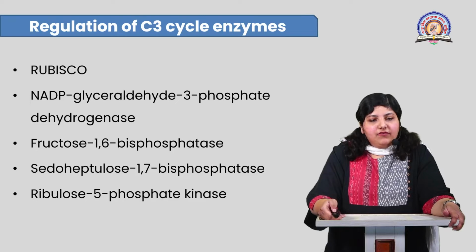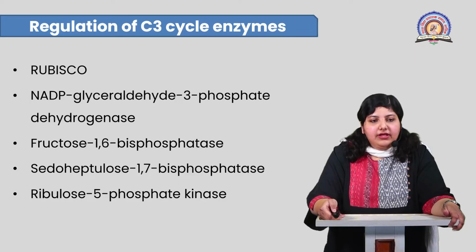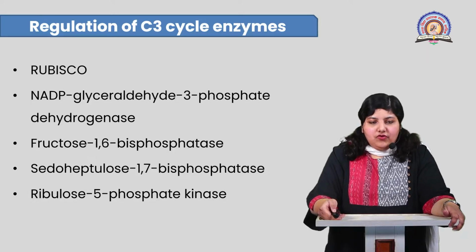From these 5 enzymes, the first enzyme Rubisco has some different mechanisms of regulation, and the other 4 enzymes are regulated by the ferredoxin thioredoxin system. So we will see each of the regulations one by one.